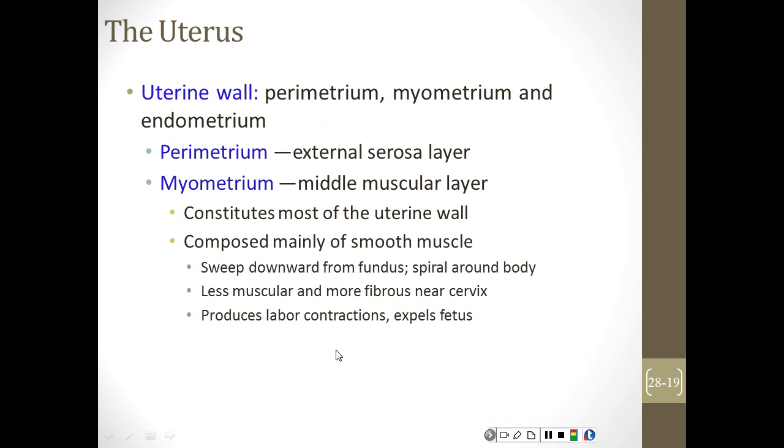Alright, so let's look at our uterus. If you guys hear the dog in the background, I'm very sorry. The neighbor is barking quite a bit.